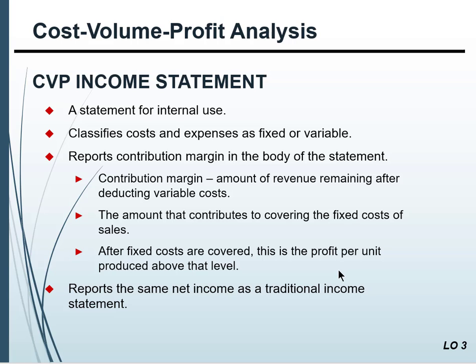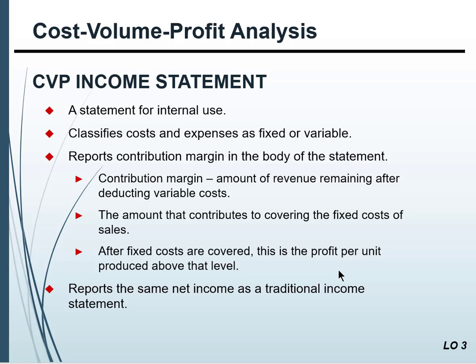So what is this income statement? It's an internal use document, so you won't see this document in an annual report. It looks at costs and expenses as either fixed or variable. It calculates or shows us something called the contribution margin. This is the amount of revenue left after we deduct variable costs. We'll have some formulas coming up. This is the amount that contributes to the fixed costs.